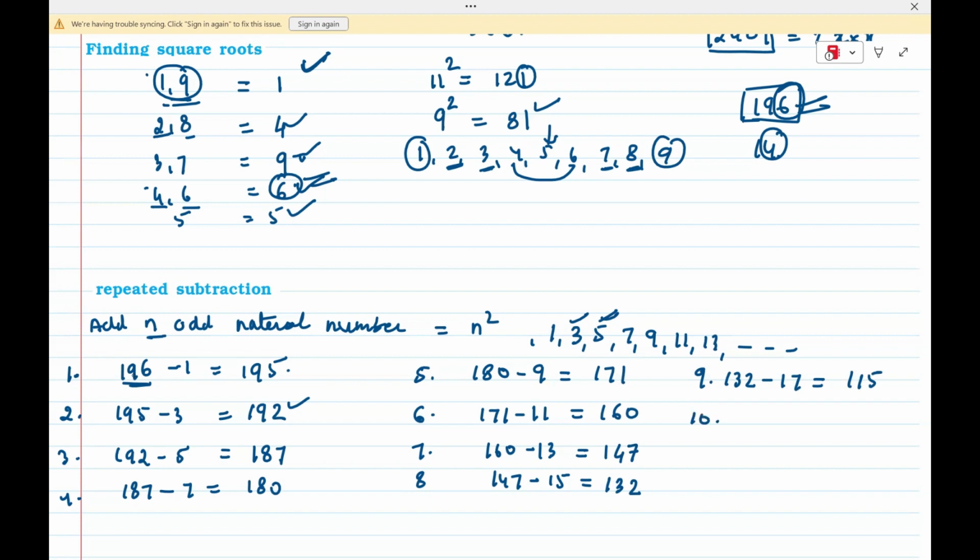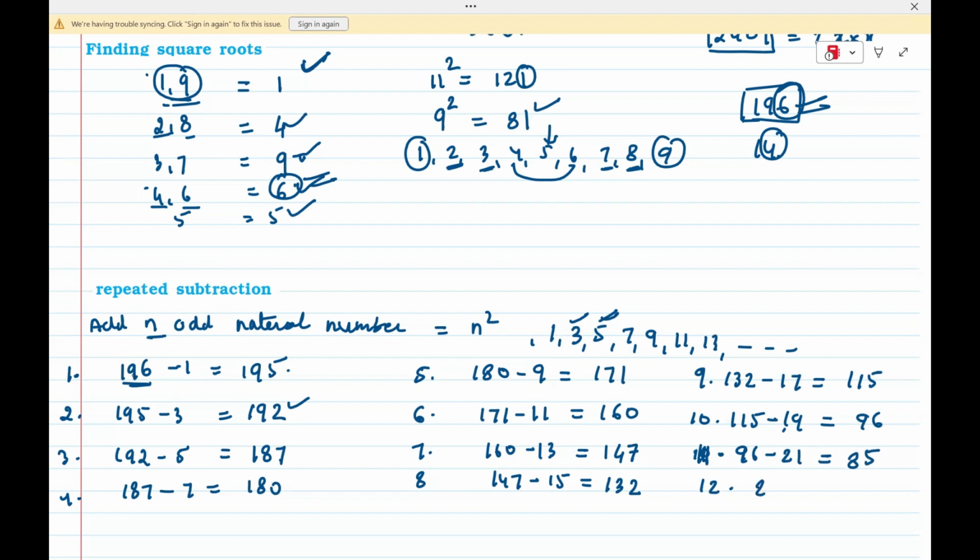Take the next number, 115. The next odd natural number is 19. So this will give you 96. Again, keep doing this. Till when do we have to do it? Till the end digit is 0. So for the 11th number, 96 minus 21 will give you 75.